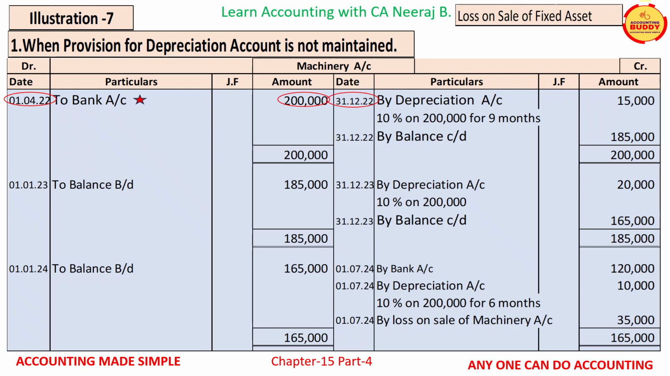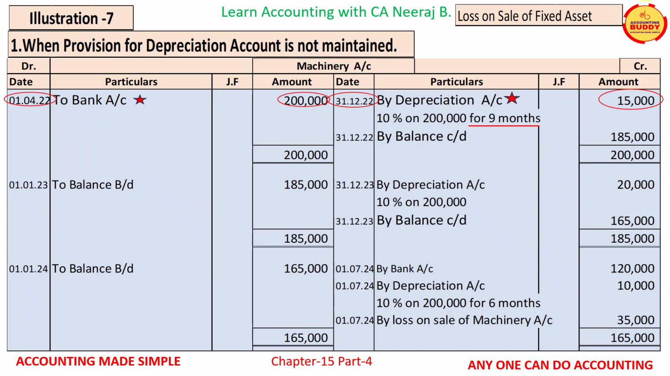On 31st December 2022, depreciation for $15,000 entry is posted on the credit side of the machinery account by writing the words by depreciation account under the particulars column. Depreciation for the financial year 2022 is provided for 9 months at the rate of 10% per annum, that is from 1st of April 2022 till 31st of December 2022.